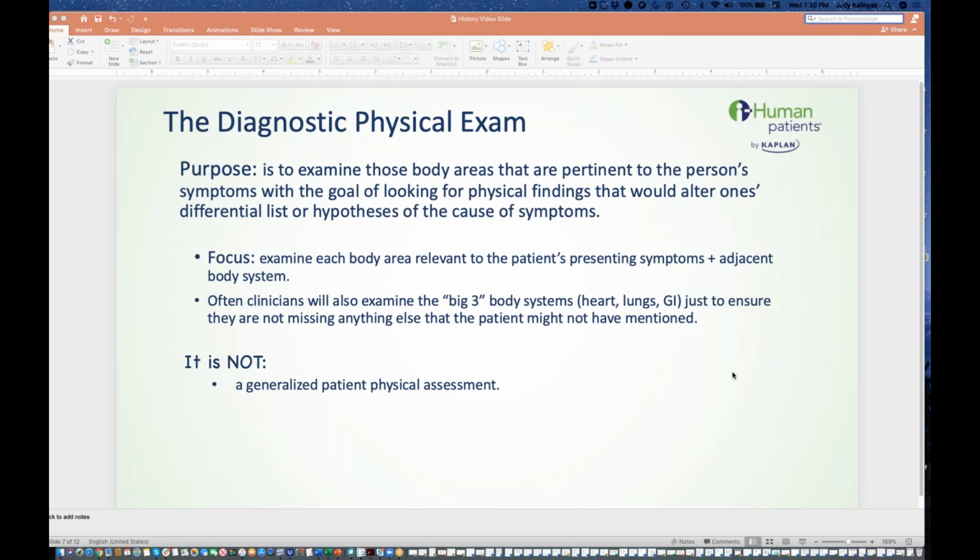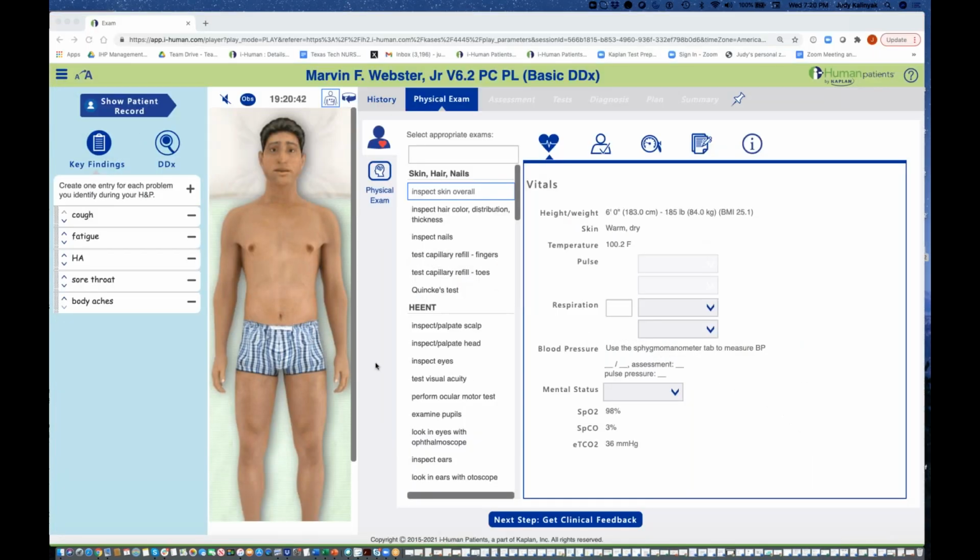But remember, this is not a generalized patient physical assessment. We are focusing on what we need to examine in order to come up with a diagnosis for these symptoms. So let's get started with Marvin.